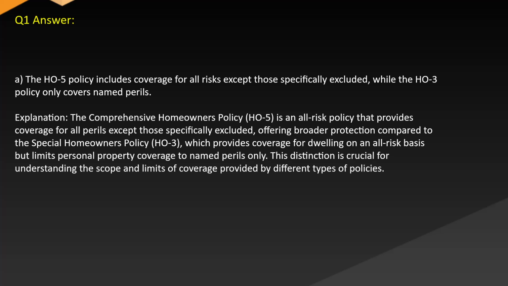Answer A. The HO5 policy includes coverage for all risks except those specifically excluded, while the HO3 policy only covers named perils. Explanation. The comprehensive homeowners policy HO5 is an all-risk policy that provides coverage for all perils except those specifically excluded, offering broader protection compared to the special homeowners policy HO3, which provides coverage for dwelling on an all-risk basis but limits personal property coverage to named perils only. This distinction is crucial for understanding the scope and limits of coverage provided by different types of policies.